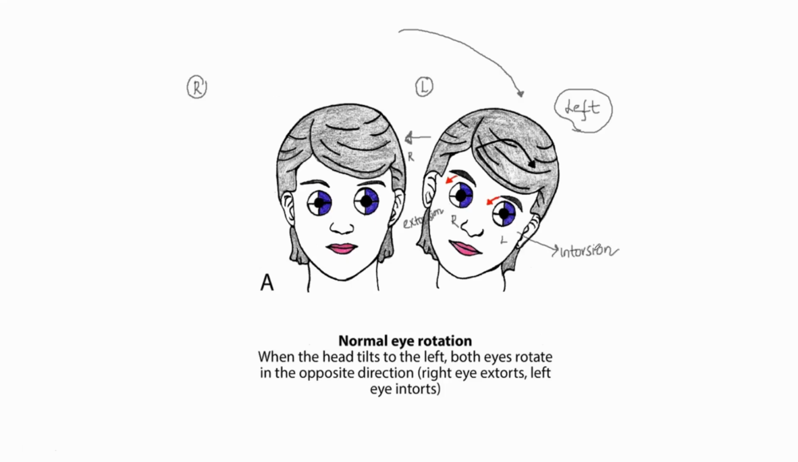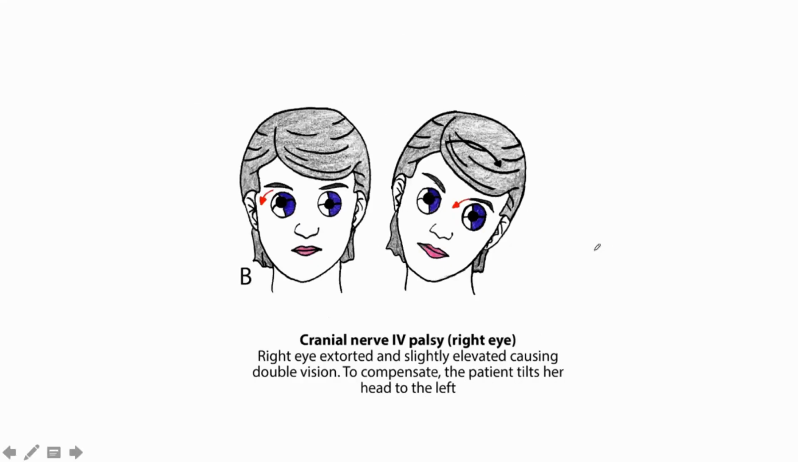So in a normal eye, it is complex, but you should understand: when the head tilts to the left side, both eyes rotate in the opposite direction, and the right eye is extorting and the left eye is intorting. So this is the head tilt test. What happens if there is an abnormality? In a 4th cranial nerve palsy, at resting condition, because intorsion fails, this patient is having right 4th nerve palsy. This is the prerequisite condition. We are discussing the right sided 4th nerve palsy.